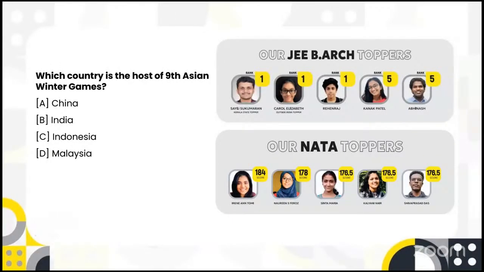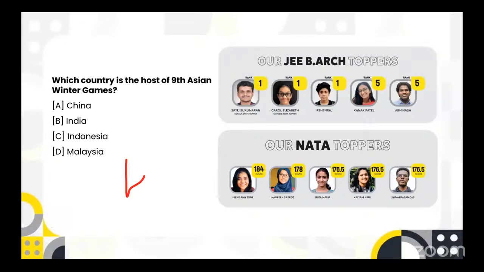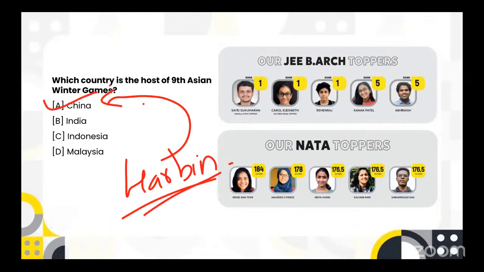Which country is host of the ninth Asian Winter Games? A China, B India, C Indonesia, D Malaysia. This is actually the first time India is funding its contingent to the Asian Winter Games, which is a specialty with respect to India. This happened from the 7th to 14th of February in Harbin, and Harbin is a place in China. So China is the correct answer.